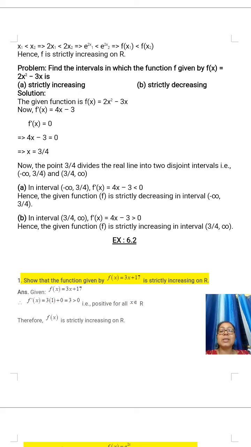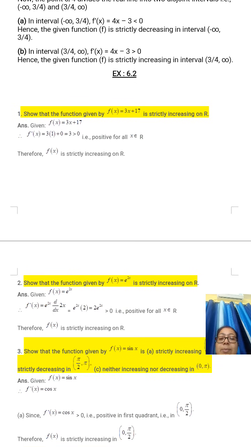So for the interval minus infinity to 3/4, f'(x) is less than 0, so it is strictly decreasing. And for 3/4 to infinity, 4x minus 3 is greater than 0, that is f'(x) is greater than 0, so it is strictly increasing in the interval 3/4 to infinity. So let us start our sums from the first one. Once more I have shown the second one.